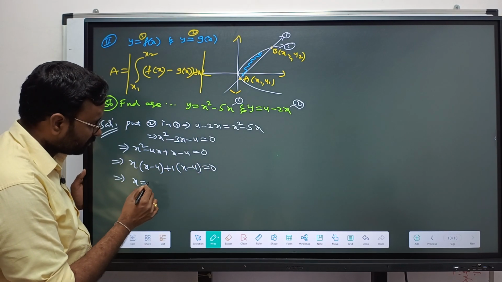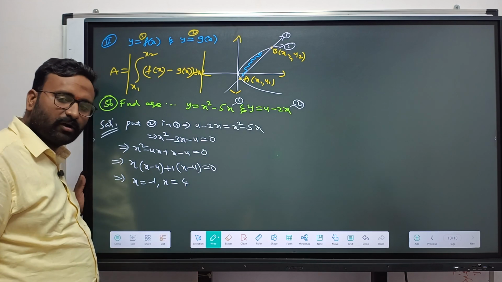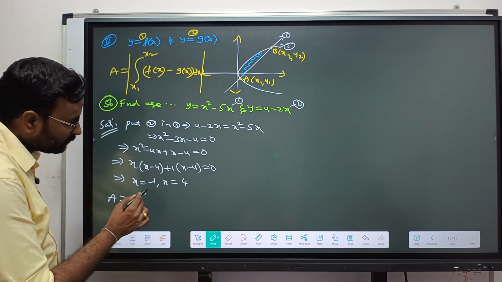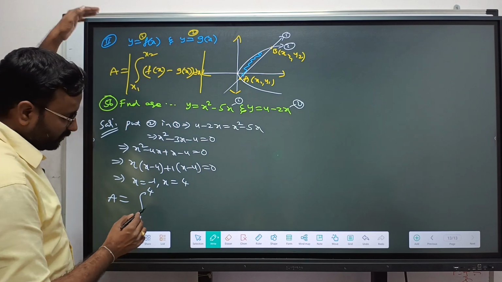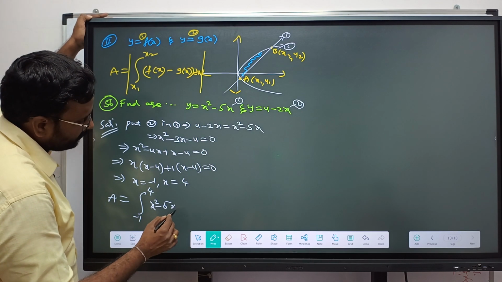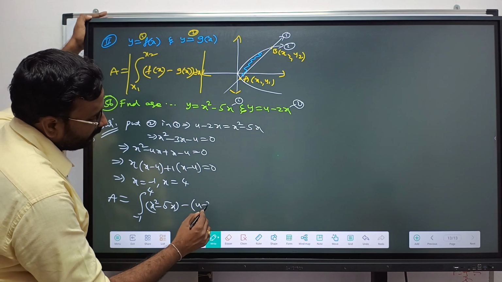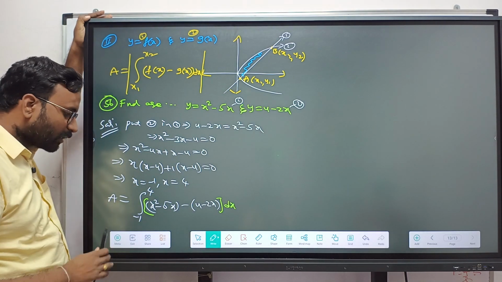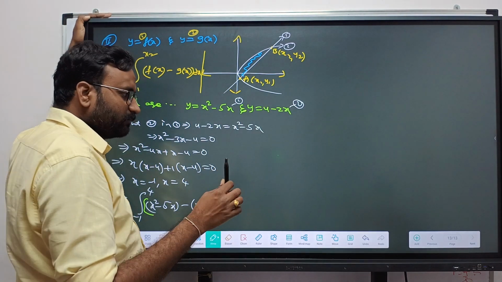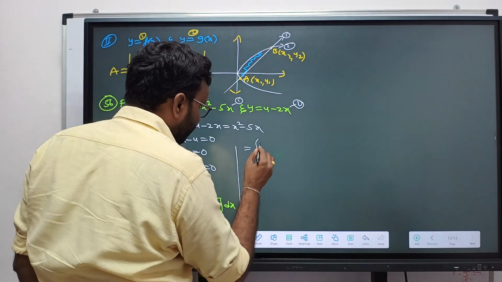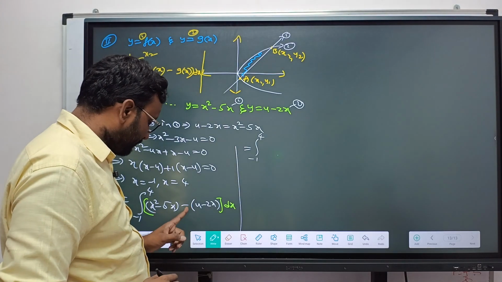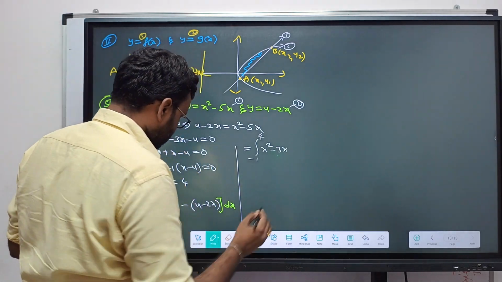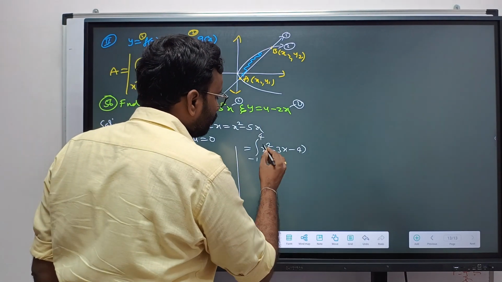One value of x is equal to minus 1. One value of x is equal to 4. Boundaries are found. Then area A is equal to integral from minus 1 to 4. First curve, take your wish: x square minus 5x minus the second curve 4 minus 2x, into dx. Any doubt? No doubt. Now first expand and find the integration. I'm finding it: integral from minus 1 to 4 of x square minus 5x plus 2x, minus 3x, minus 4, into dx.